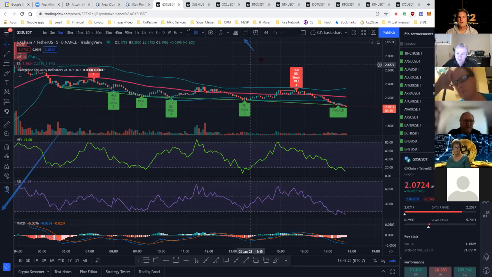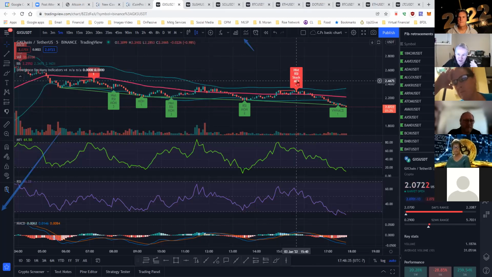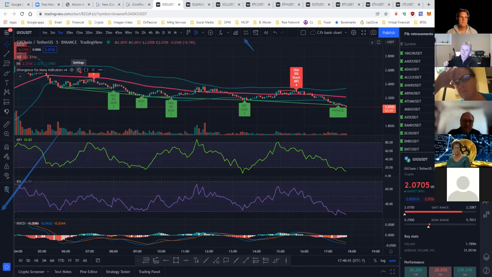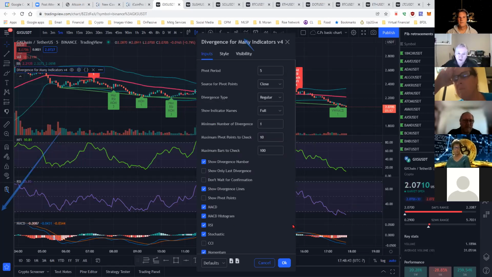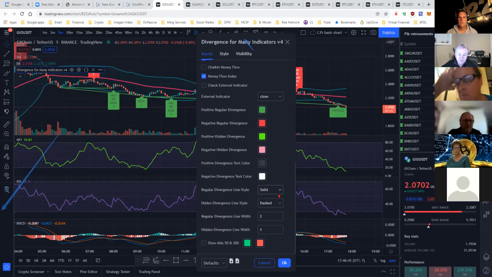This indicator lists the indicators here. So whatever you have on your screen is what it bases the divergence on. Yeah, and I can add. It gives you a bunch of them. Go to the settings here.